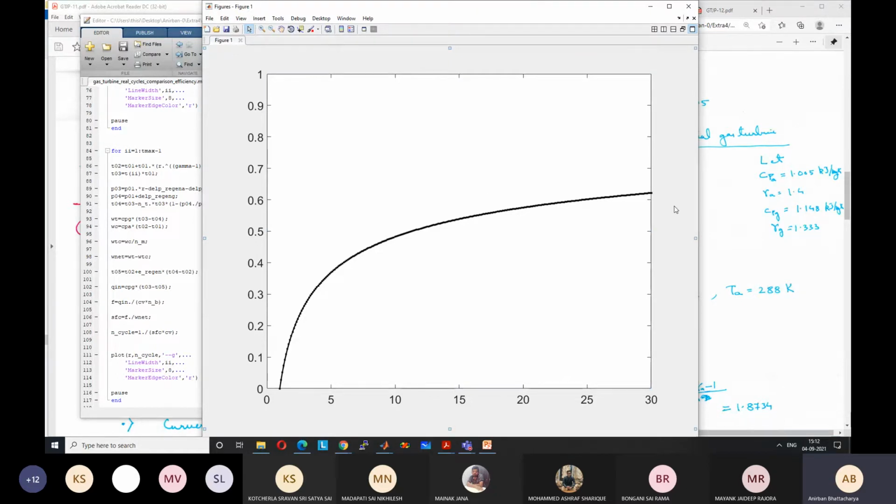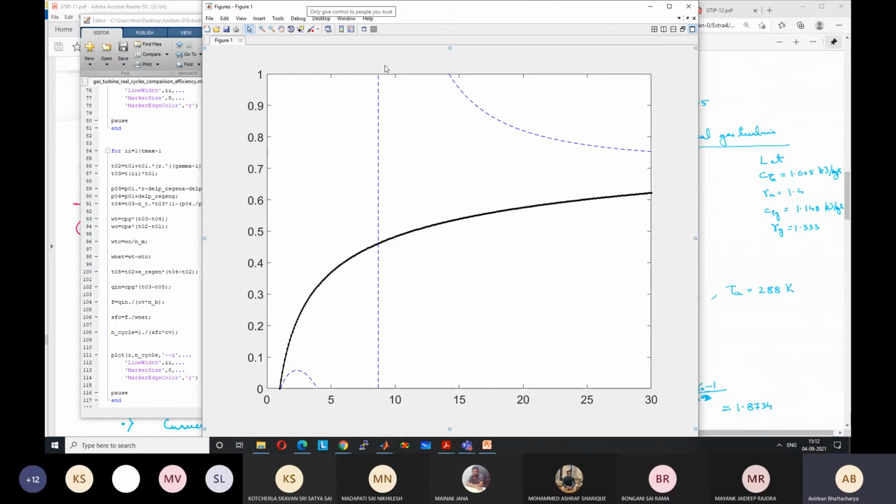Now for the ideal cycle, if you remember, for the simple Brayton cycle, the efficiency is only a function of R, if we consider that gamma is not changing. There is nothing else that matters. For example, the temperature ratio does not matter. But we will see that for a real cycle, the temperature ratio also affects the efficiency.